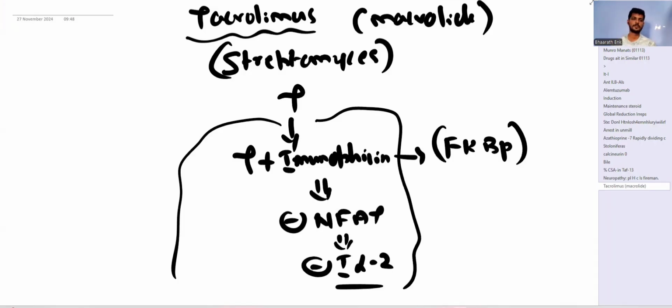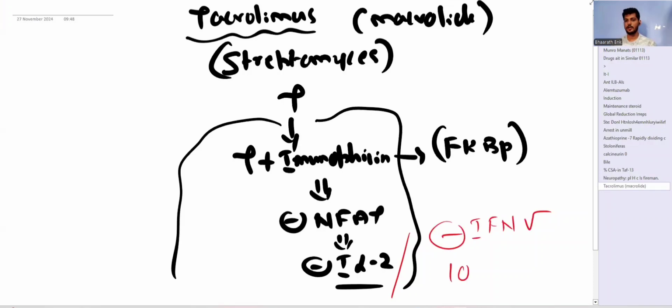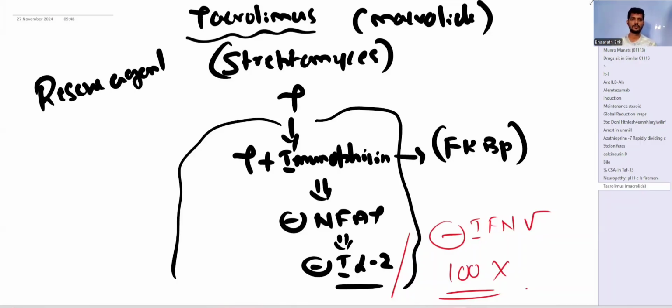But what is to be noted is, along with inhibiting interleukin 2, this also inhibits interferon gamma, and it is 100 times more potent than cyclosporine. Because it inhibits interferon gamma and is 100 times more potent than cyclosporine, this can also be used as a rescue agent. It is used as a maintenance agent, but because of its additional effects, it can also be used as a rescue agent. And tacrolimus has become a cornerstone in modern immunosuppression.